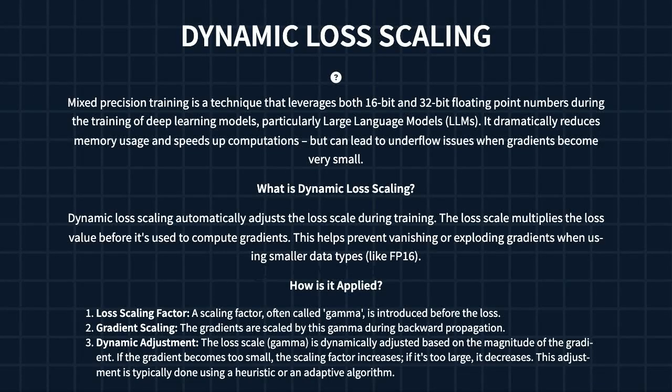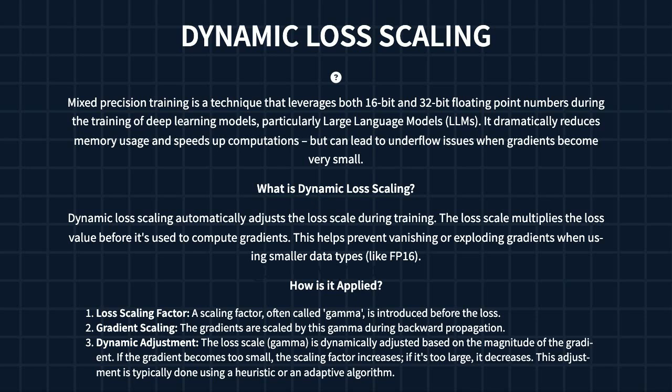Okay, let's talk about a really clever trick we use when training massive models like those LLMs, GPT, Claude, Llama, and so on. It's called dynamic loss scaling, and it helps us avoid some serious headaches during the training process. Basically, we're using mixed precision here. That means we're working with both 16-bit and 32-bit numbers. This makes things faster and uses less memory, which is a huge win for these gigantic models.